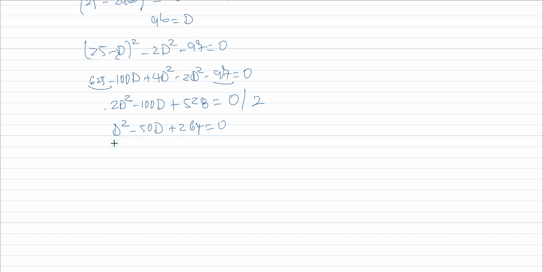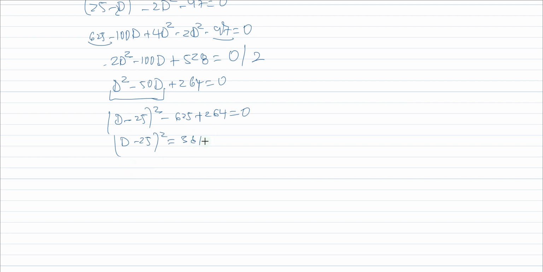It's a quadratic equation. So I'm just going to work on this, completing the square. So I'm going to have (d − 25), half of 50 is 25, squared, and what is the square of this? Minus 625 plus 264 equals 0. So then I have (d − 25)² equals this minus this, it's going to be minus 361, which is coming to the right side. It's going to be 361 positive.